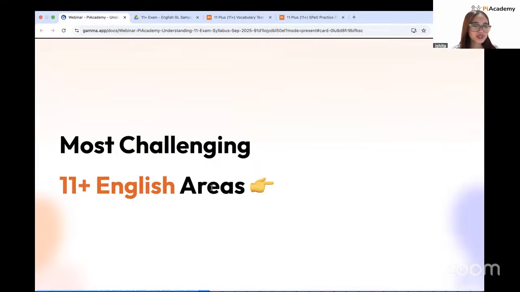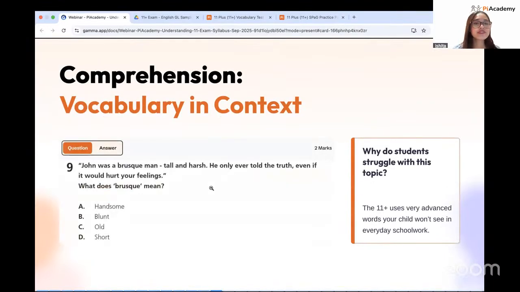So now that we've seen all of this, what are the most challenging 11 plus English areas? As I mentioned previously, vocabulary in context is a really tricky type of question. A lot of students are able to know words, but they're not necessarily able to apply them in the specific context. So why do students struggle with this so much? As I mentioned, the 11 plus uses very advanced words, which won't necessarily be taught in your day-to-day schoolwork. And we will be having a completely separate webinar on this as well, where we will be going through the different types of vocabulary in context, and we will be helping you answer these types of questions as well.